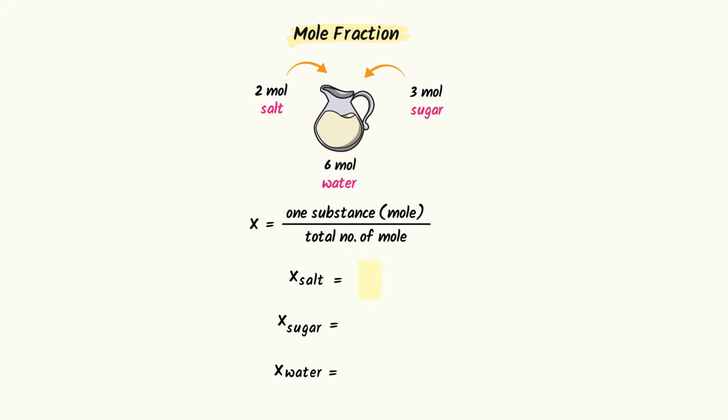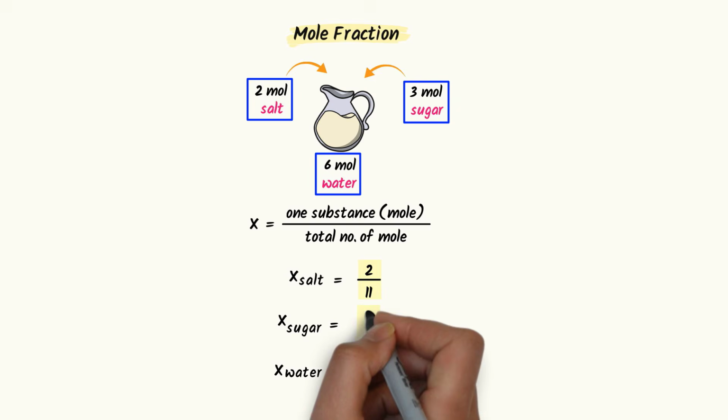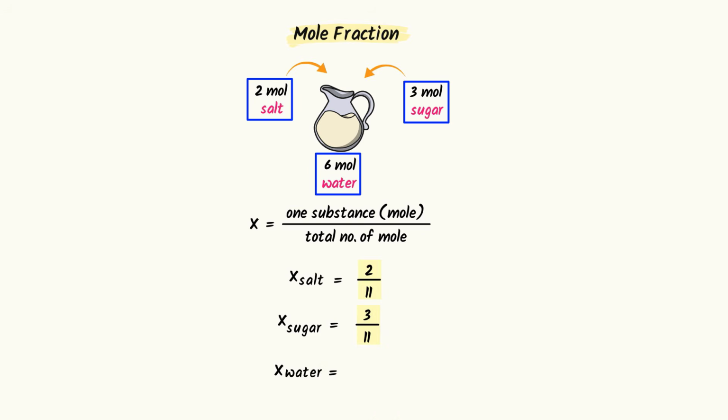We know that there are 2 moles of salt present in the solution, while the total number of moles is 2 plus 3 plus 6, which is equal to 11 moles. Thus, mole fraction of salt is equal to 2 upon 11. It means that 2 moles of salt are present in 11 moles of solution. Similarly, mole fraction of sugar is 3 upon 11 and mole fraction of water is 6 upon 11.